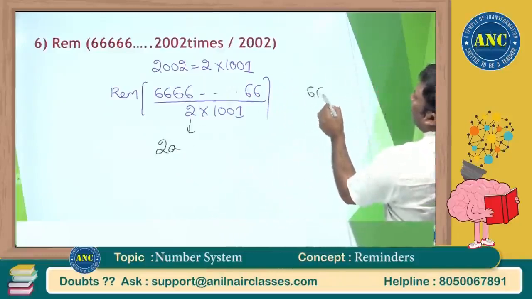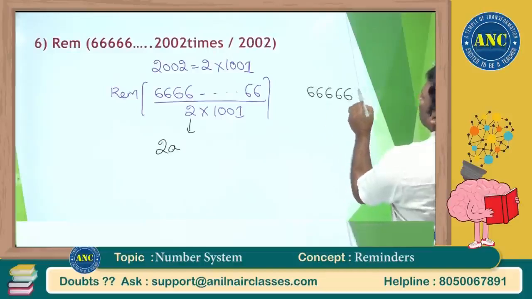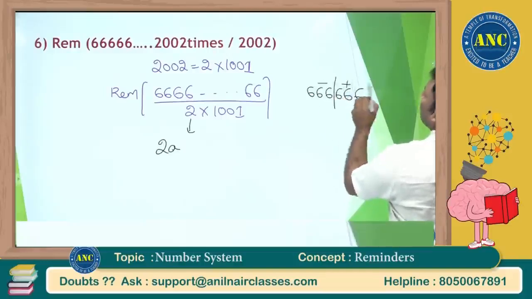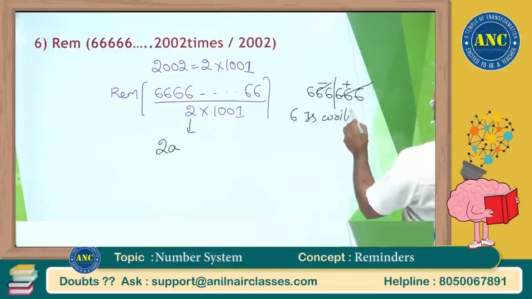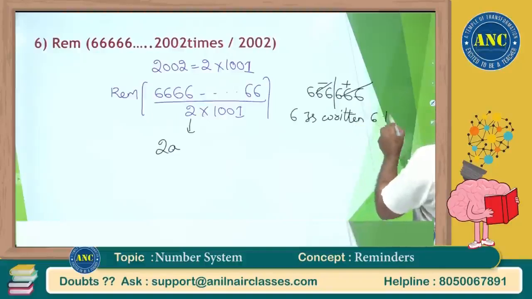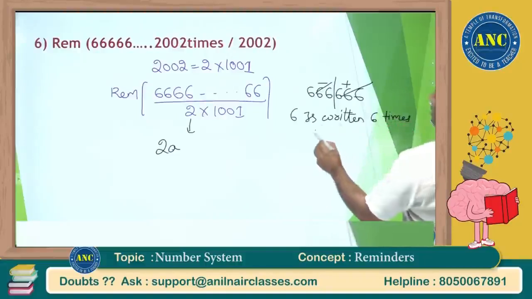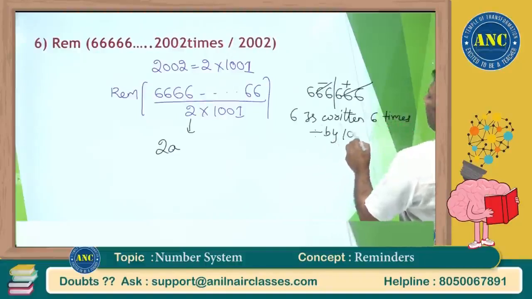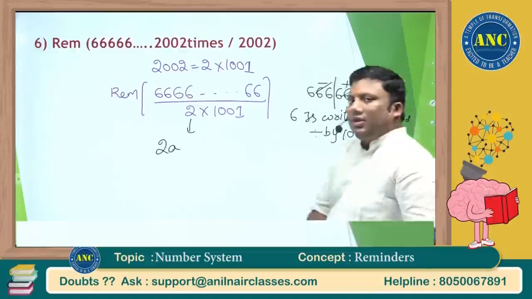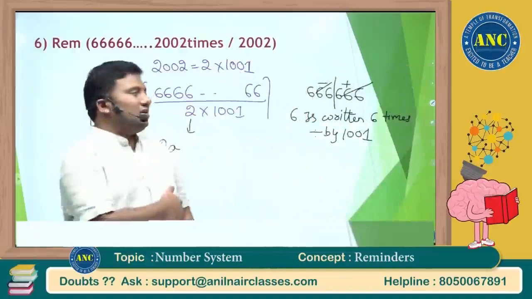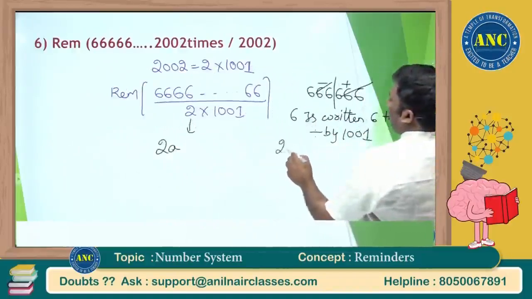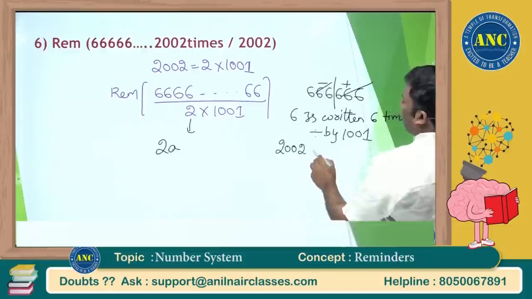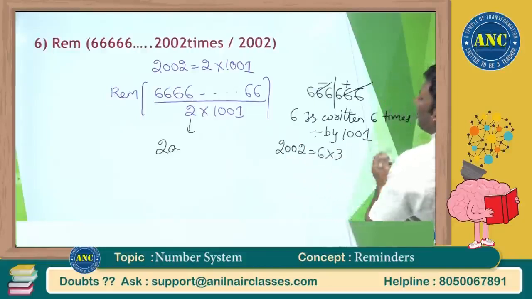6 is written 2002 times. Let me write down 6 times. Plus minus, it is 0. If 6 is written 6 times, it is divisible by 1001. So 2002: 6 into 6 threes are 18, 20.